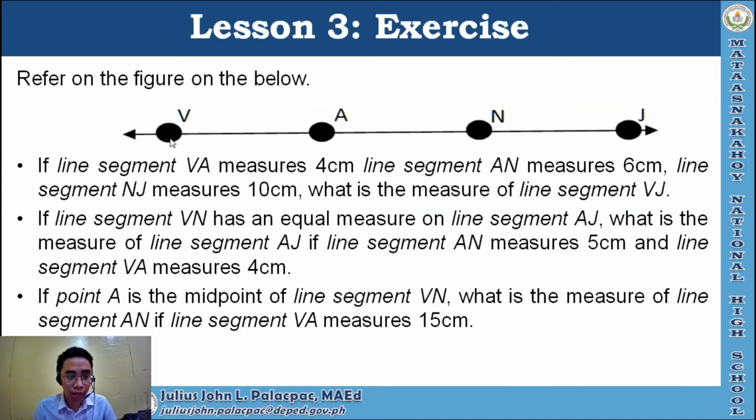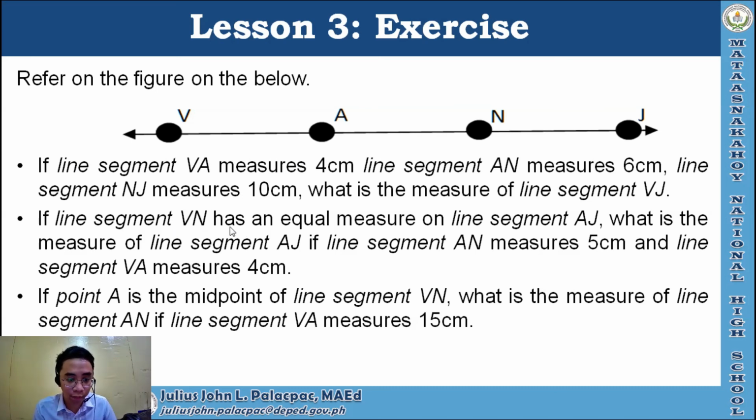Exercise 3. So, we have points V, A, N and J. If line segment VA measures 4 cm, so VA is 4, AN measures 6 and NJ measures 10, what is the measure of line segment VJ? So, i-add mo lang lahat yan dahil sa ating definition. 4 plus 6 plus 10 is 20 centimeters.